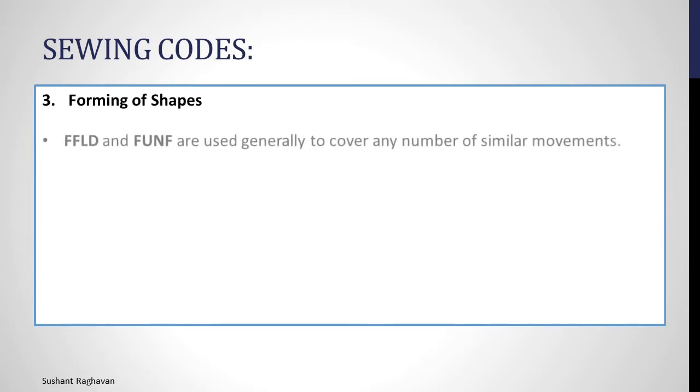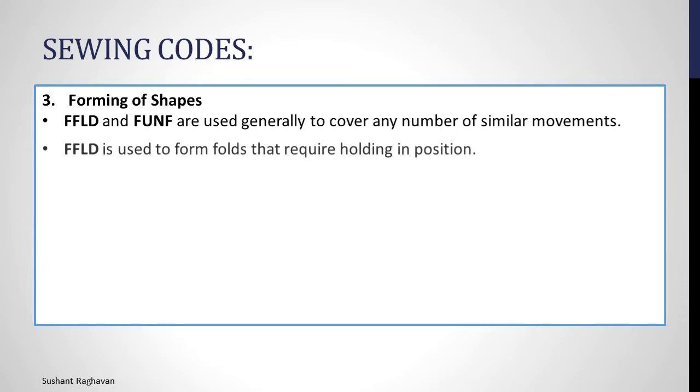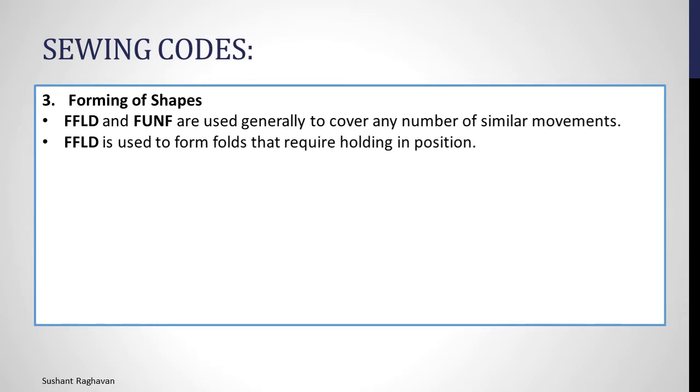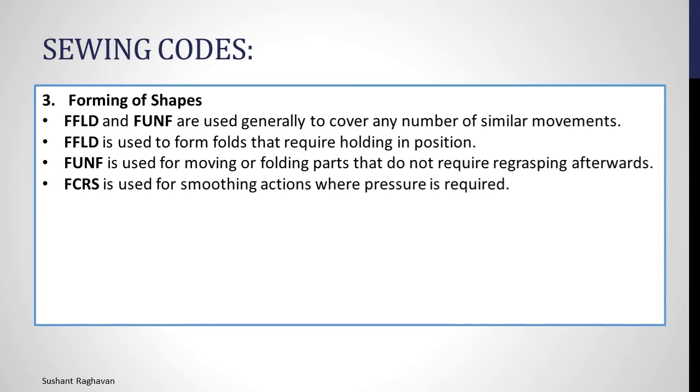Forming of shapes. FFLD and FUNF are used generally to cover any number of similar movements. FFLD is used to form folds that require holding in position. FUNF is used for moving or folding parts that do not require regrasping afterwards. FCRS is used for smoothing actions where pressure is required.